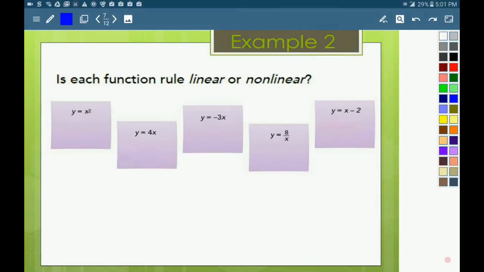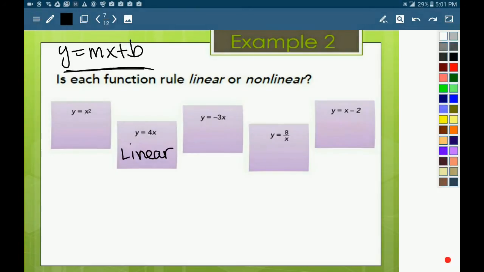So let's take a look at the second example. It says, is each function rule linear or nonlinear? So this is just identification. I'm going to first recognize where the y equals mx plus b's are. If there's any of those, I'm going to write linear on it. Okay, so I'm seeing here's y equals mx. So that's linear. Okay, y equals 4x. That's the same thing as y equals mx plus b. It would just be plus 0 on the end.